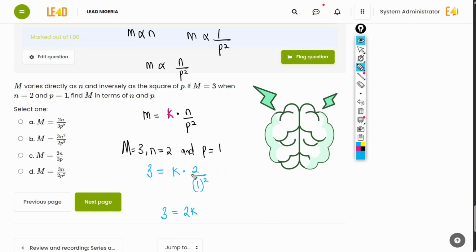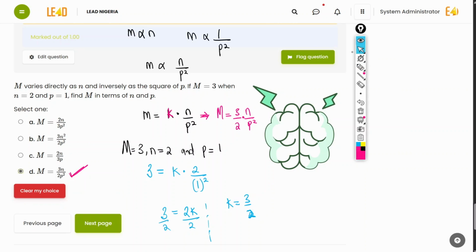All right, 1 squared is 1. I can divide both sides by 2, and I'll end up with what? K is equal to 3 over 2. Brilliant. K is 3 over 2, which means that this relationship here, I can rewrite it now by plugging in k as m is equal to 3 over 2 n over p squared. So 3 over 2 times n over p squared, that's option D.